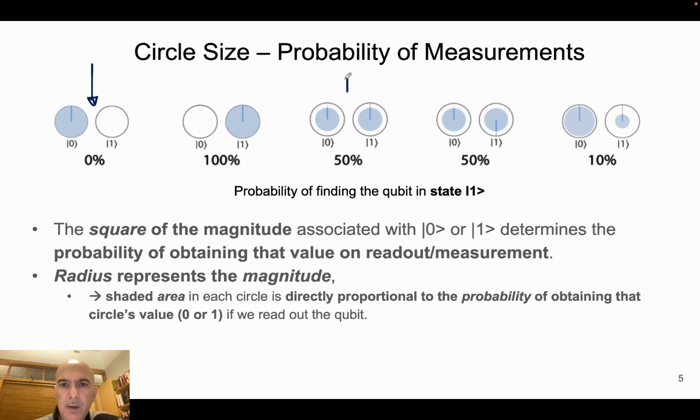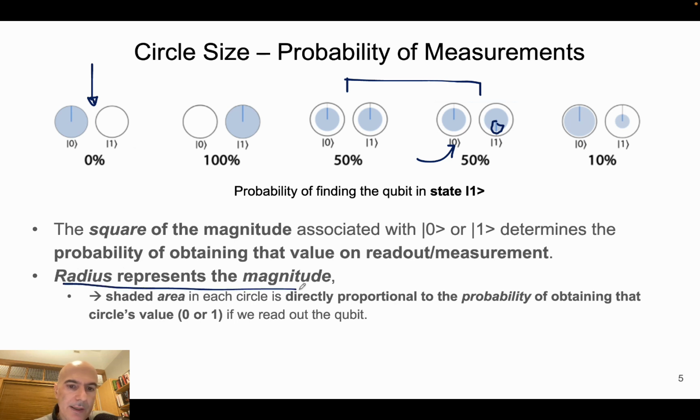And when you have these two examples that are very similar, you see that the area for these two cases is all the same. That means the probability of finding the system in state 0 or 1 is the same. The major difference between these two systems is the relative phase. In this particular case, we have 180 degrees. Just to summarize, the square of the magnitude associated with the 0 and 1 states determines the probability of obtaining the value after measurement, and we know this from the previous lecture.